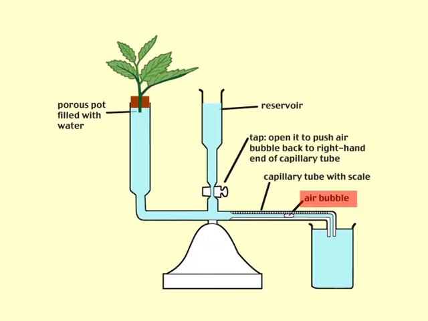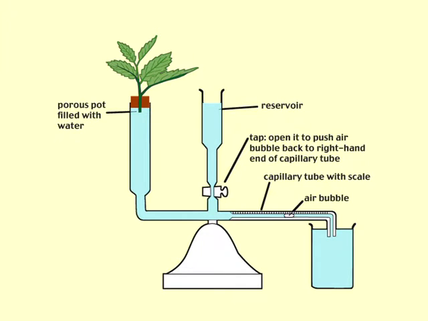An air bubble is introduced into the capillary tube, and the movement of this bubble, measured against a scale, gives an indication of water uptake in a certain time. The apparatus is allowed to acclimatise to the conditions, and then the distance travelled by the air bubble is measured. The reservoir tap is opened to reposition the air bubble, and the procedure is repeated twice more to obtain an average reading.